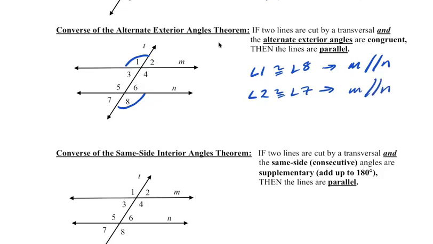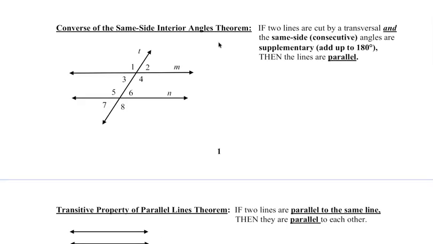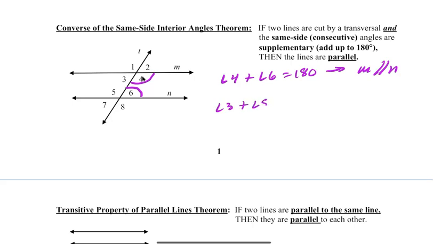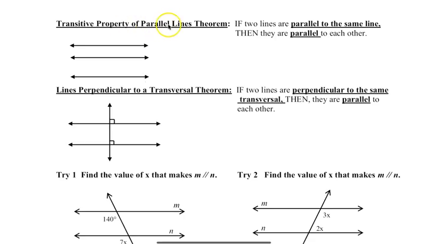Oh, and then we have same side. Almost forgot. Same thing for same side interior, they're on the same side in the interior. Remember, this one's a little different. If we could show angle 4 plus angle 6 equals 180, then we could also say that M is parallel to N. That would also work with angle 3 and angle 5.